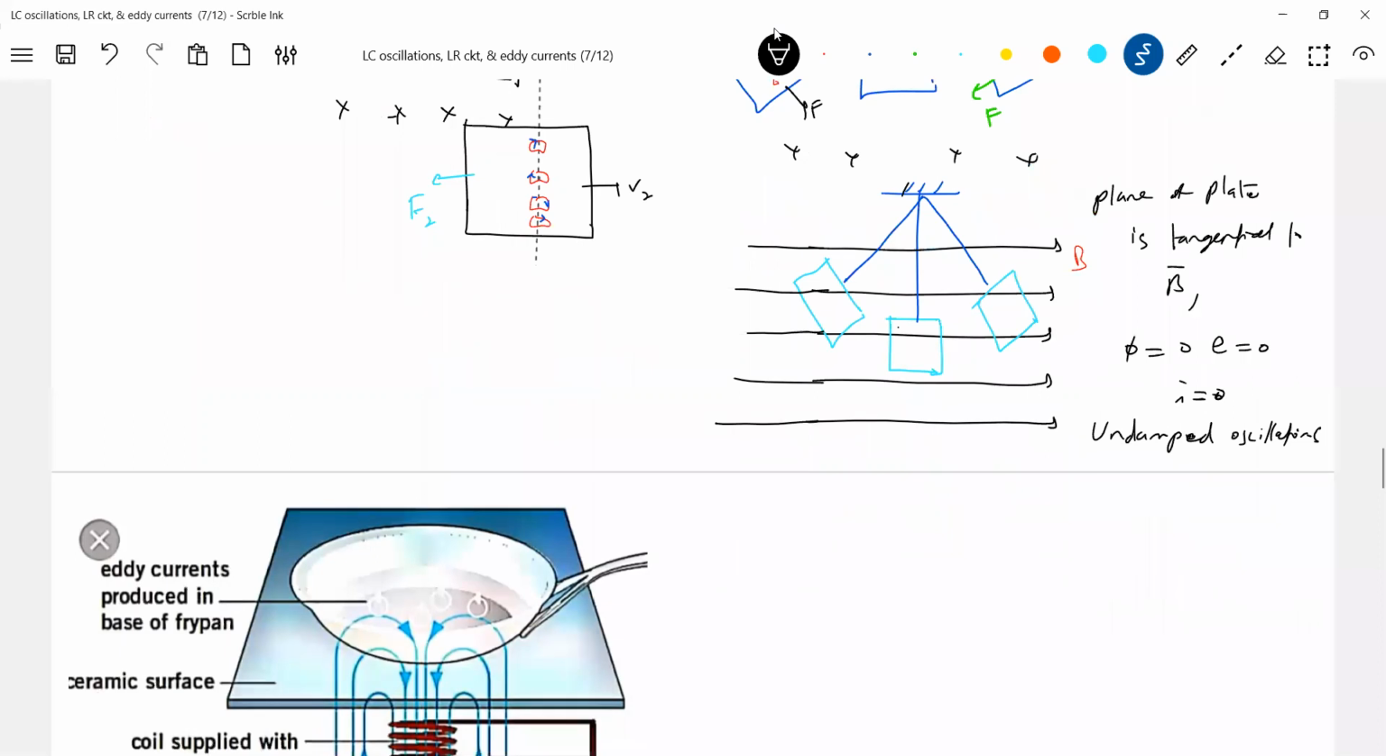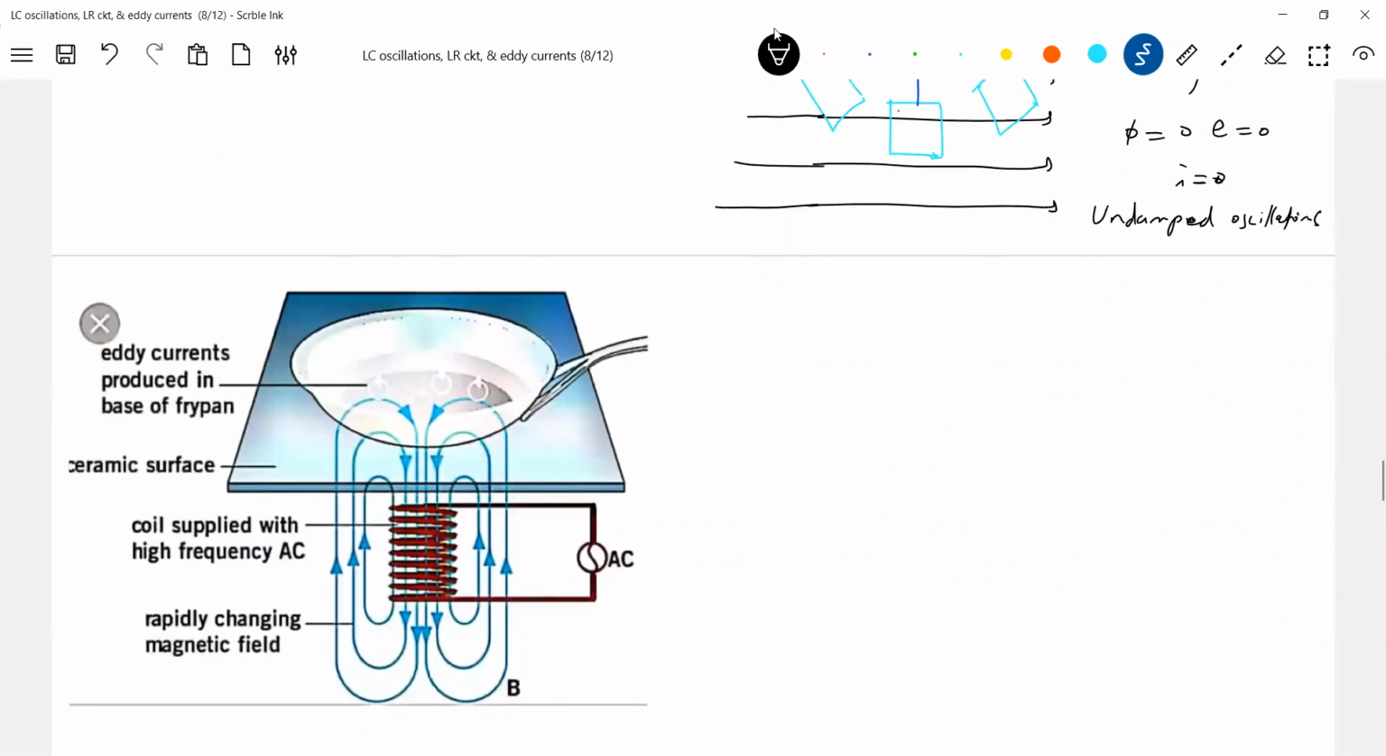Now, what are other good examples? Induction cooker nowadays, will you agree? I think you can sit on this ceramic surface, am I right? Induction cooker, most of you have seen it. If you touch this ceramic surface, you don't get any shock, no? Even when you switch it on, you can sit on it, no problem. Nothing will happen to you.